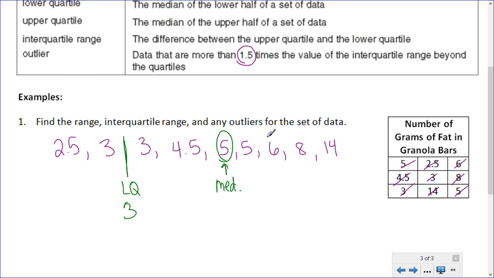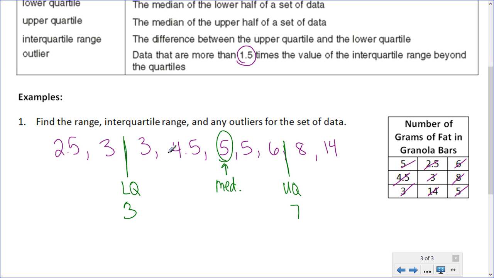In the upper half, we have 5, 6, 8, and 14. And again, 4 numbers, so halfway between would be right in the middle here. And right between 6 and 8, you can probably tell me that that is 7. But if that wasn't super obvious, we'd add those together. 6 plus 8 is 14, and then divide by 2 to get 7. So there's our upper quartile, is 7.